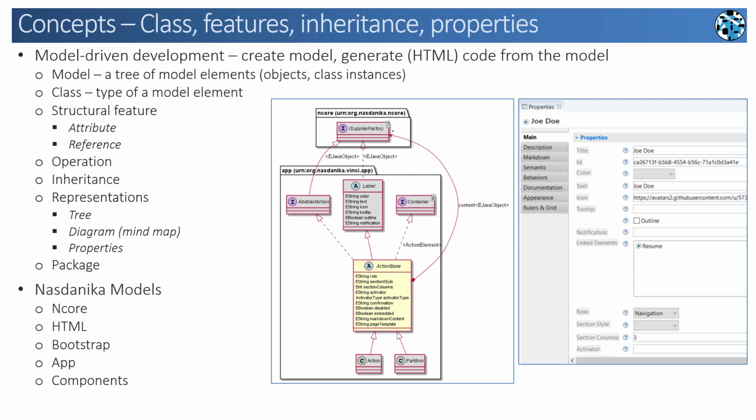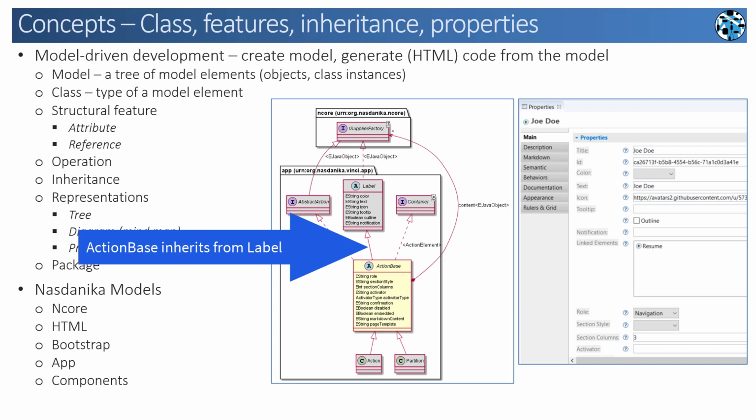For example, a class person may have an attribute name and a reference relatives. Structural features can have one or more values. For example, a reference to relatives may point to more than one person. References can be unidirectional or bidirectional. Also references can be containing or non-containing. A model element, except the root model element, must be contained in a single containment reference.